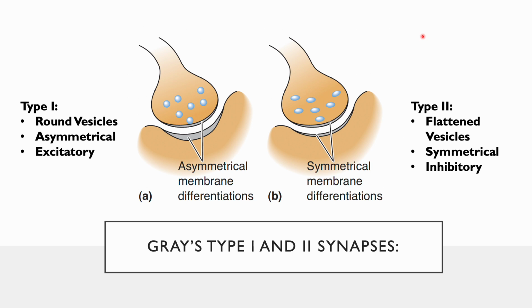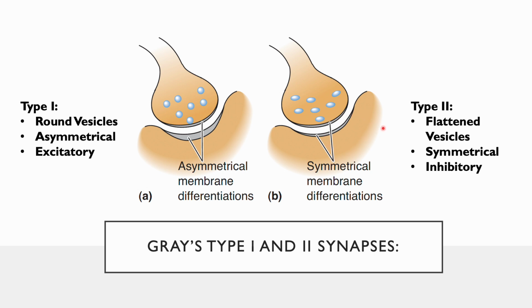Another example is Gray's type 2 synapses. And Gray's type 2 synapses typically have flattened vesicles, and they're typically symmetrical. This usually induces inhibition in the postsynaptic neuron. So a good example of this would also be the neurotransmitter GABA or glycine. Both of these neurotransmitters typically induce inhibition in the postsynaptic neuron.